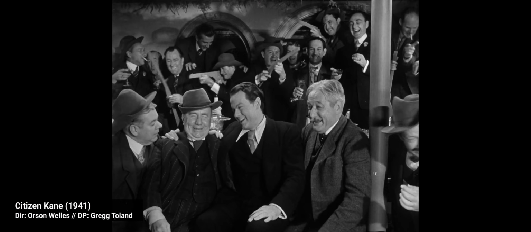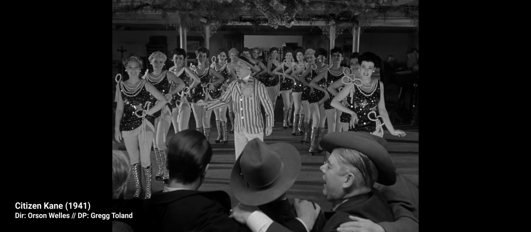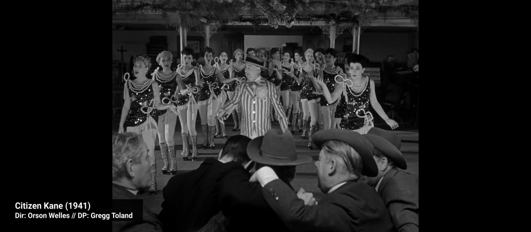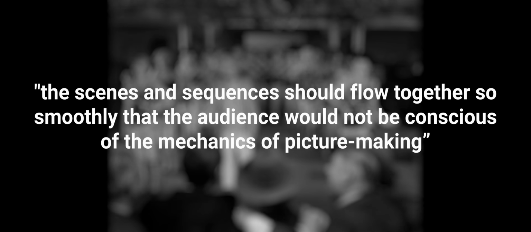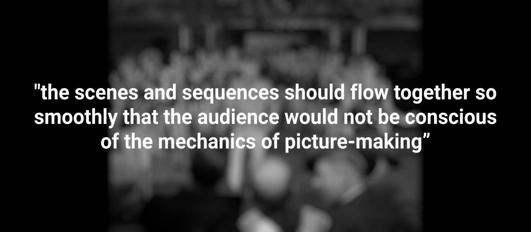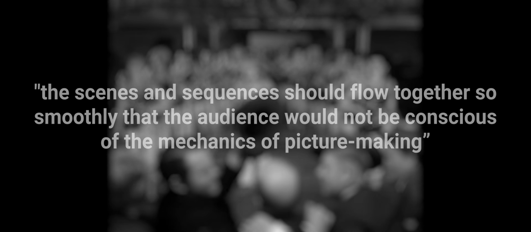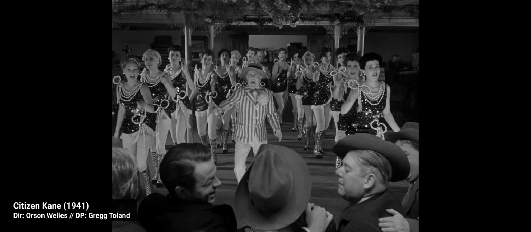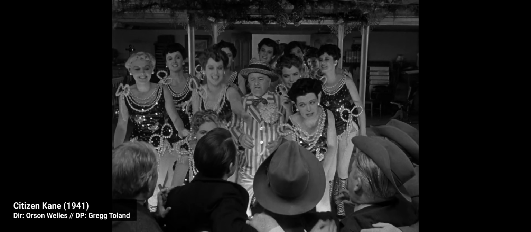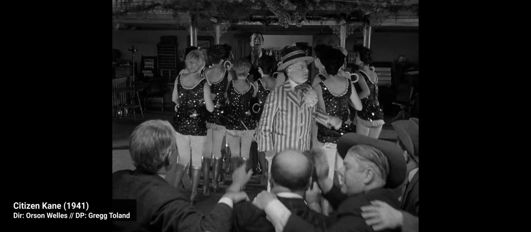Back in the late 1930s and early 40s, cinematographer Greg Toland was pioneering deep focus photography on Citizen Kane. His goal was to push forward Orson Welles' concept of visual flow. The scenes and sequences should flow together so smoothly that the audience would not be conscious of the mechanics of picture making. No technicality should stand in the way. No jarring cuts. In fact, no cuts if they could manage. And absolutely no optical imperfections.